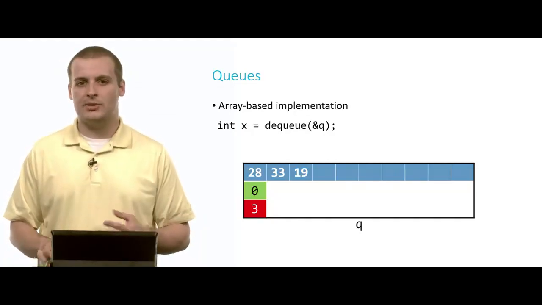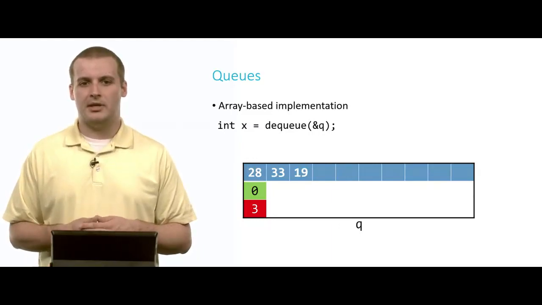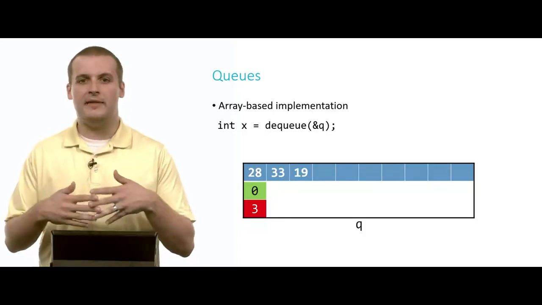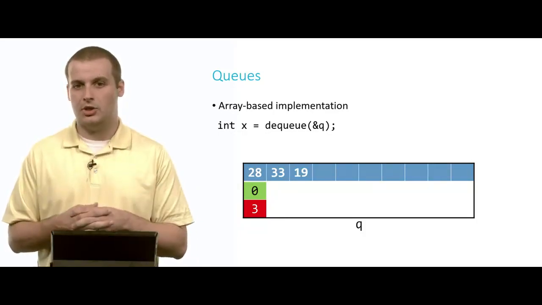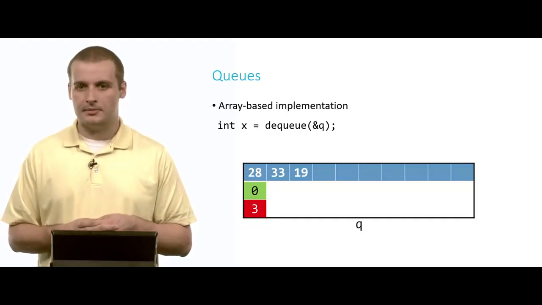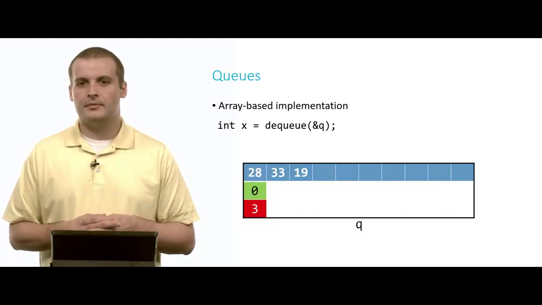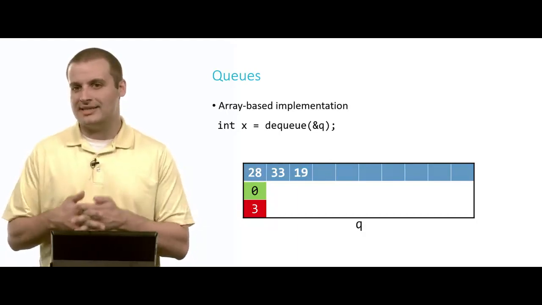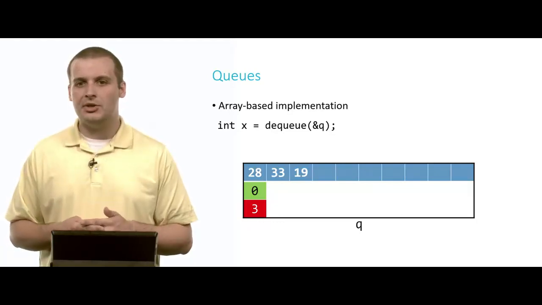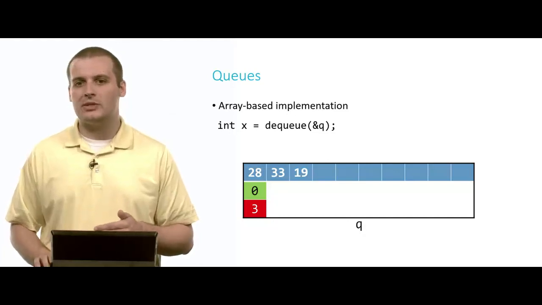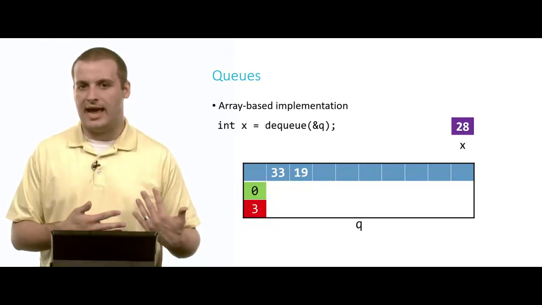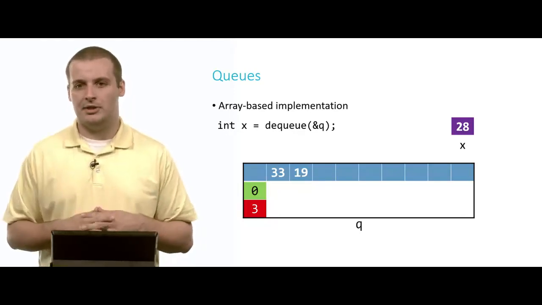All right, so now let's dequeue something. Let's remove an element from the queue. If we say int x equals dequeue ampersand q, again, that's a pointer to this queue data structure, what element is going to be dequeued? In this case, because it is a first in, first out data structure, FIFO, the first thing we put into this queue was 28. And so in this case, we're going to take 28 out of the queue, not 19, which is what we would have done if this was a stack. We're going to take 28 out of the queue.